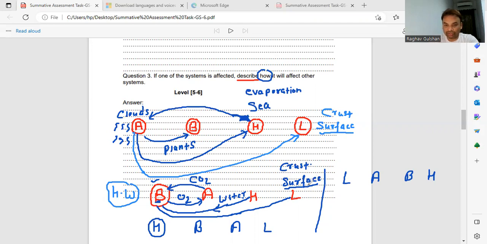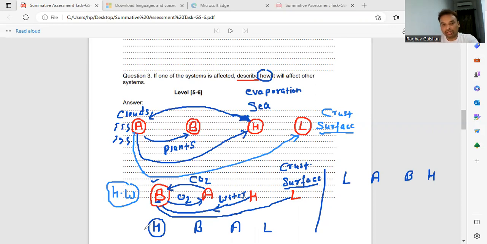So how is it connected? Means the plants, right? When the plants are dead, definitely they just mix up with the soil, they mix up with the crust, and then they increase the fertility, right? Many other things. Animals, when they die, again they become part of the crust, right? And they also boost up the fertility of the land.